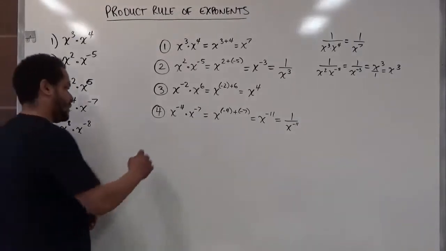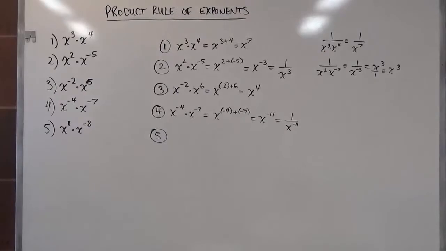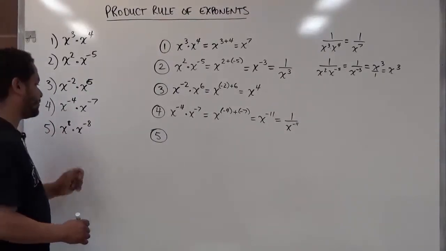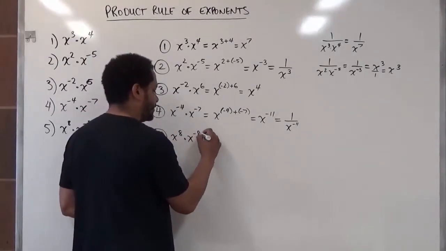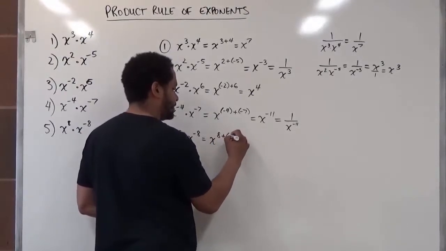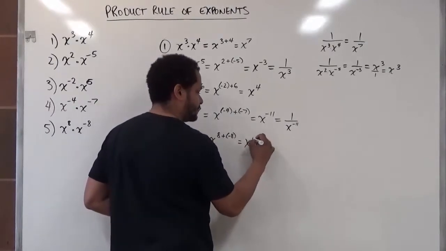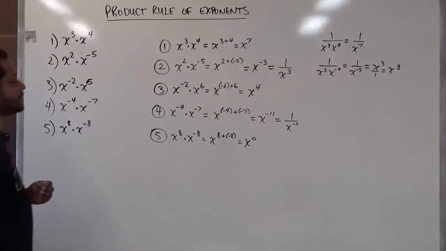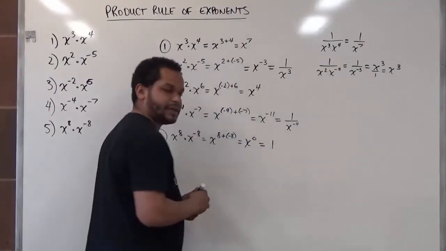Now let's take a look at the final case, when we have 2 opposite powers. This is a pretty important rule because it takes precedence with the zero exponent rule. Here we have x to the 8th, and we're multiplying by x to the negative 8th. The sum of the exponents is 8 plus negative 8, which has a sum of 0. And anything to the power of 0, like you can see in our zero exponent video, will give you a 1. And that's your final answer.